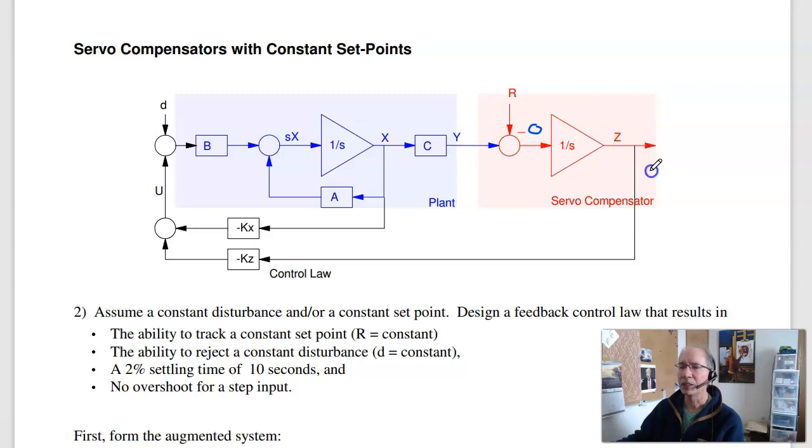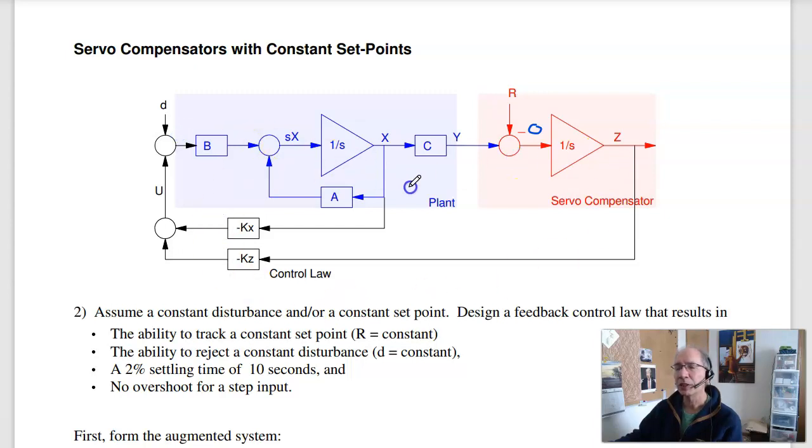If it didn't, z would increase, and I'd be increasing the input. Or if it's negative, z is decreasing, changing the input. Essentially, the servo compensator finds what constant I need to bias the input to force y to track r. And that does two things: I track a constant set point, and I reject a constant disturbance. Again, this is whatever constant it takes to hold the output.